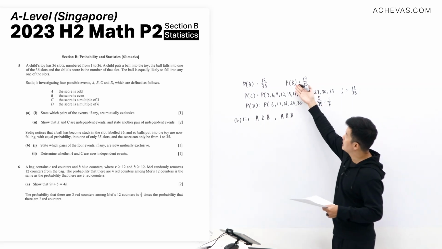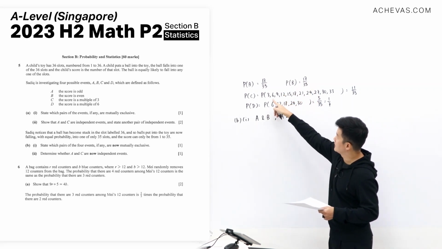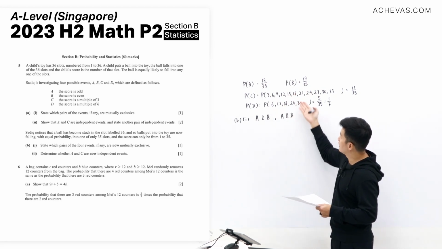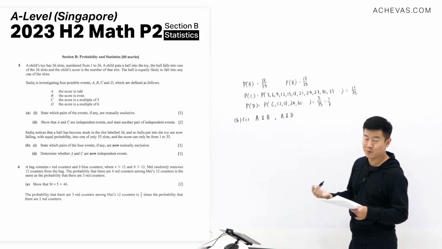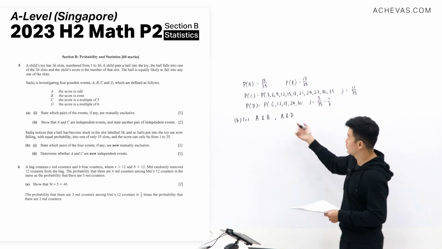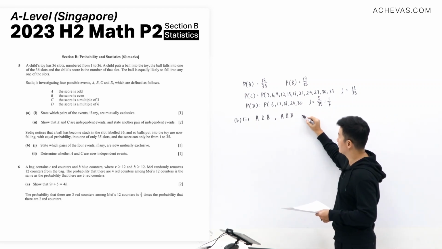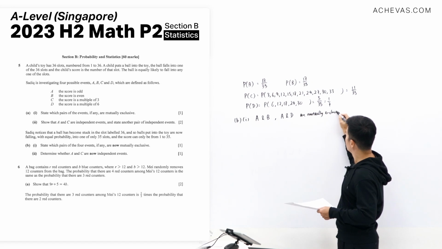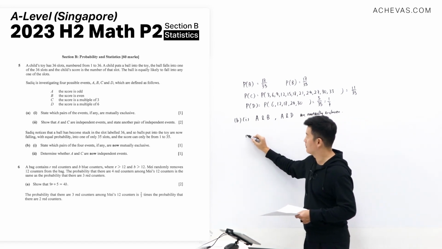How about B, C? B are even numbers, and we see some even numbers here, so B, C are not mutually exclusive. And these are all even numbers, so it will definitely overlap big time with B. So it is still going to be the same. A and B, A and D are mutually exclusive. Okay, so this is part 1.